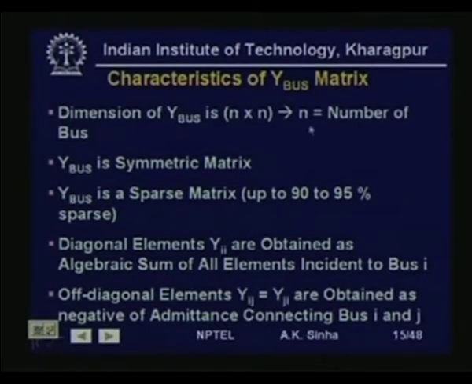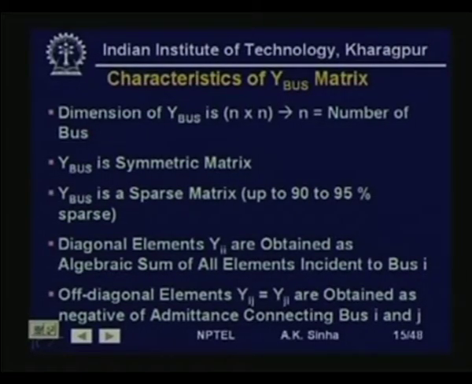Okay, so, what are the characteristics of the Y bus matrix? The dimension of Y bus is n into n, where n is the number of bus bars. So, for a 3 by 3 bus system, we had a 3 by 3 matrix. If we have a 1000 bus system, we will have a 1000 by 1000 matrix.